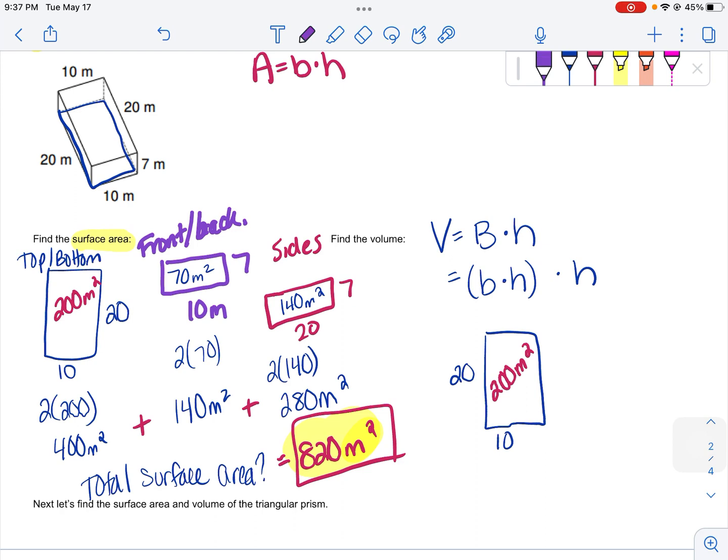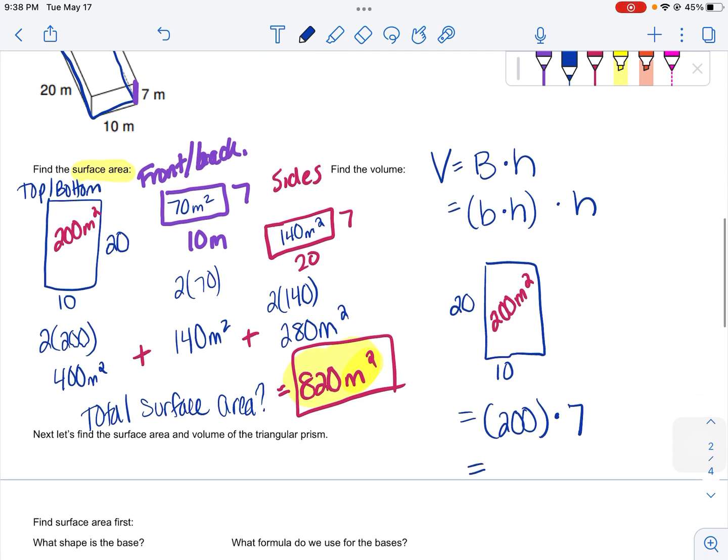And then we look at the height of this rectangular prism, and we see the height is 7. So we've already used the 10 and the 20. That leaves me with the height of 7. So in volume, you're going to use all 3 of the dimensions. And so you're going to take the area of the base, the 200 meters squared, times the height of 7. And that's going to give me 1,400.